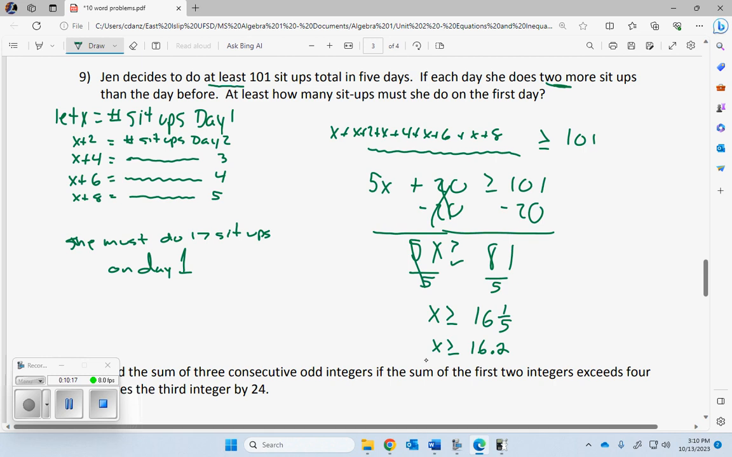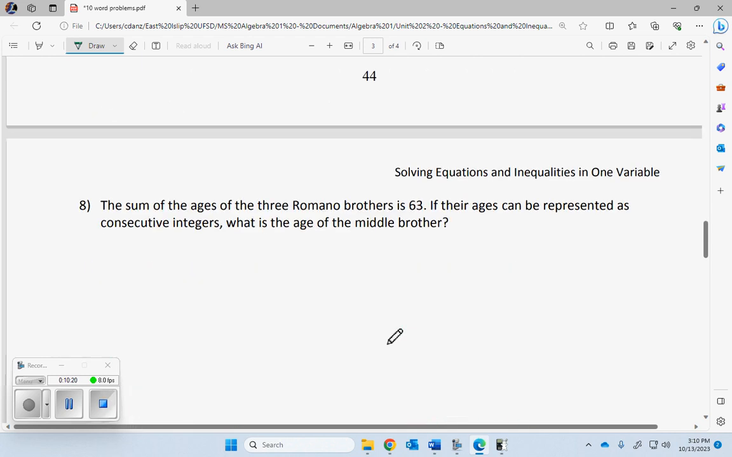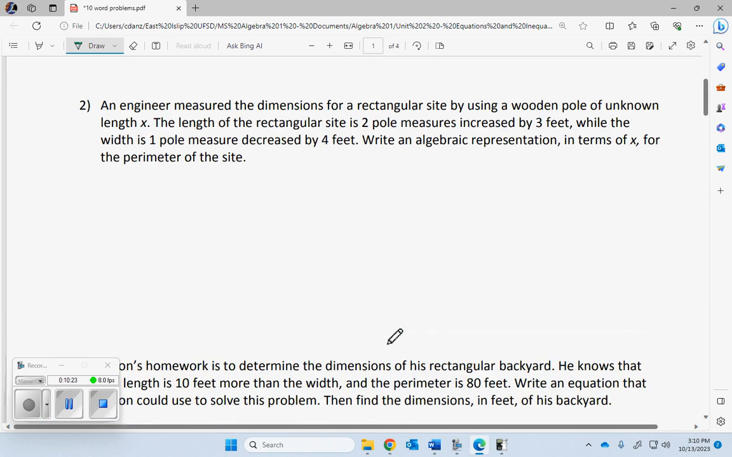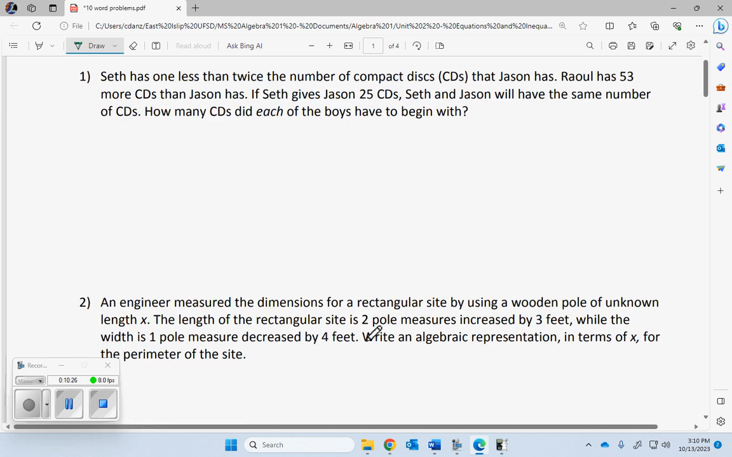And then lastly, I wanted to do number one. So Seth has one less than twice the number of compact discs, which are really CDs, which you guys don't even use anymore, that Jason has. Seth has one less than twice the number of CDs than Jason has. It probably should be a than there. Anyway, let's let X equal the number of CDs that Jason has.